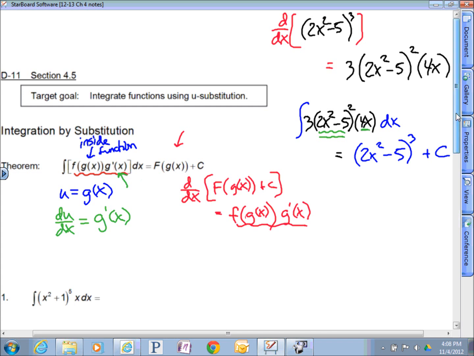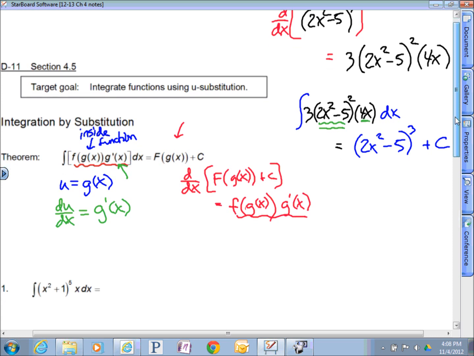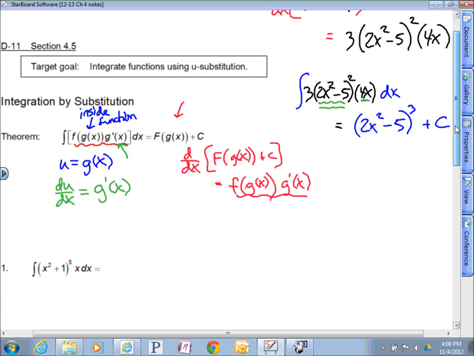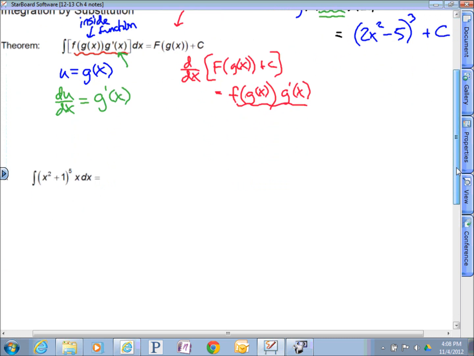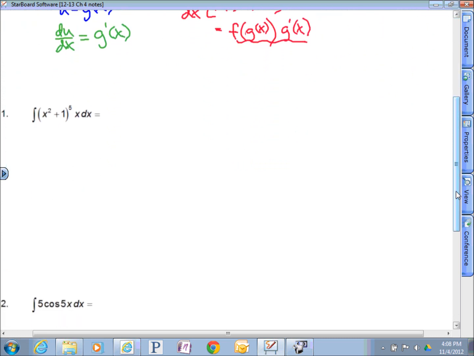in order to be able to do a problem by U substitution. Now, this is one of those things that's really very hard to talk about. Once you see it a couple times, I think you're going to find it's not too bad. So let's look at problem number 1. Do you see a function inside of another function? I do. I see x squared plus 1 inside of something to the fifth. And then I see this other goofy x written out there that doesn't look like it makes any sense.